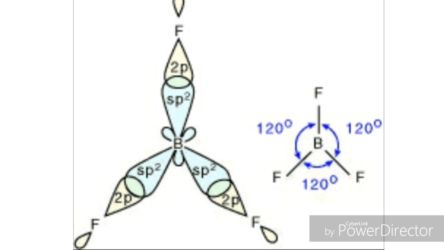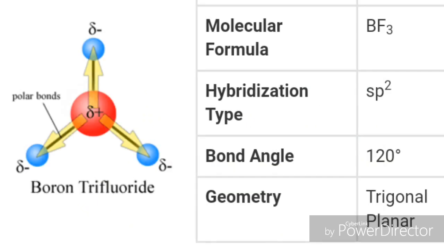Students, this is the hybrid structure of boron trifluoride, BF3. The bond angle is 120 degrees. In case of boron trifluoride, the molecular geometry is trigonal planar. The type of hybridization is sp2. The bond angle is 120 degrees. The electronic configuration of boron is 1s2, 2s2, 2p1.